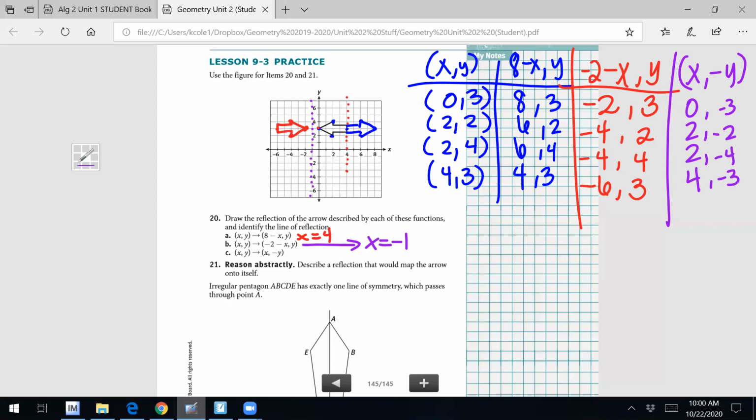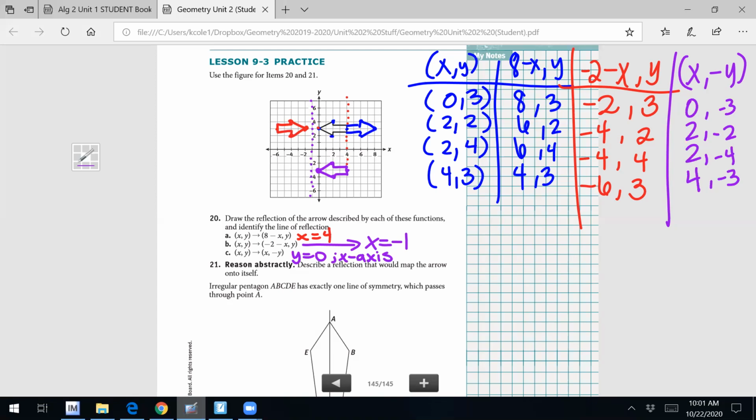So 0, negative 3. That's going to be the nose of the arrow. Then 2, negative 2, that's part of the wing. 2, negative 4 is the other part. And 4, negative 3 is the flat piece. And then we have our arrow. Where's that one's line of symmetry? You could say y equals 0. That's totally fine because it's a horizontal line at 0. Or you could say the x-axis. Either of those is cool with me.